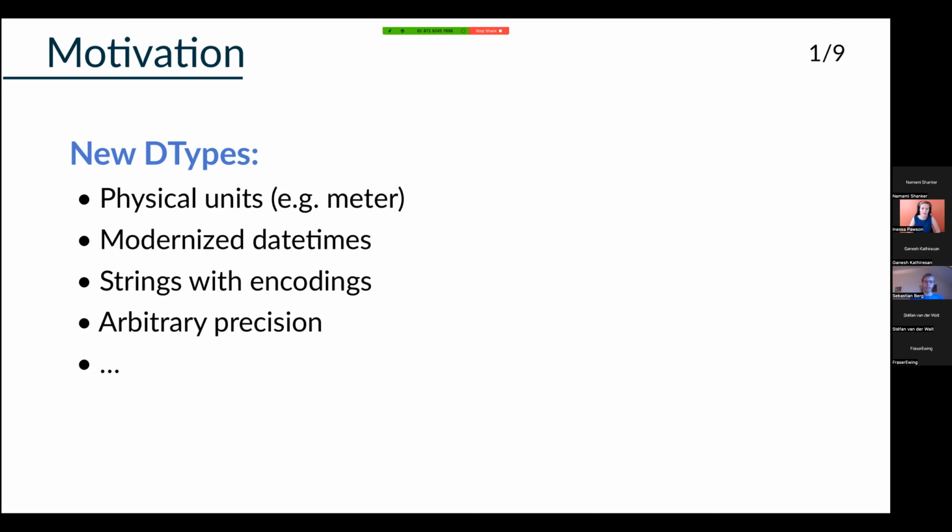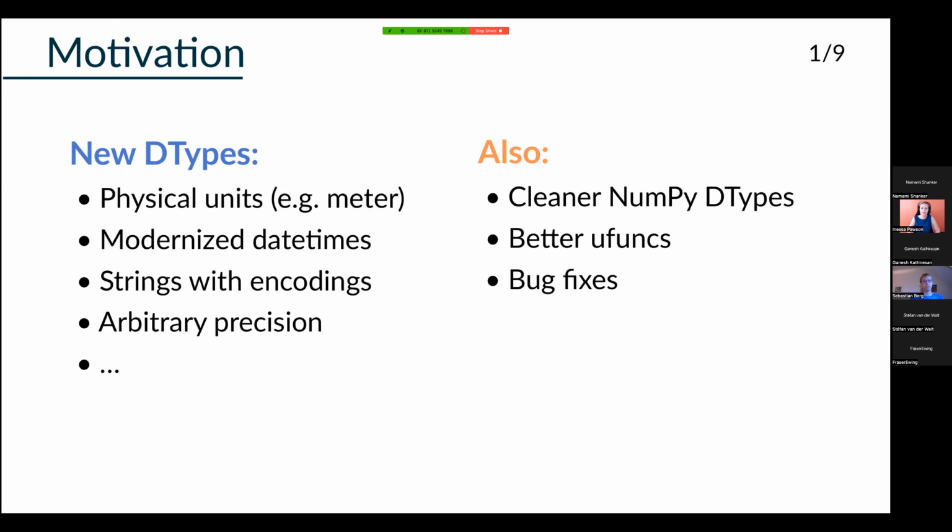Or we could have modernized datetimes that behave better than NumPy datetimes. We could have new strings with encodings that NumPy currently doesn't do, arbitrary precision numbers, and basically the list goes on and on of things that NumPy doesn't have and can't implement in NumPy, but that we can try to make possible to implement outside of NumPy and to extend NumPy with. But also, making any larger changes in NumPy, we should improve the code and try to clean up NumPy dtypes, have better UFuncs. UFuncs are how NumPy does most of its math. Fix deep bugs, so do maintenance work at the same time. And I hope that we managed to do that in the past years.